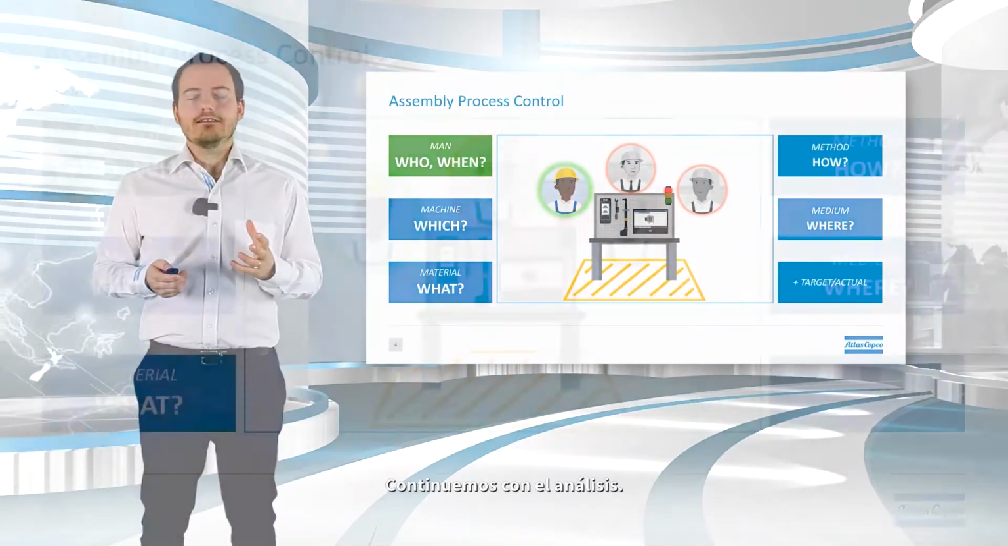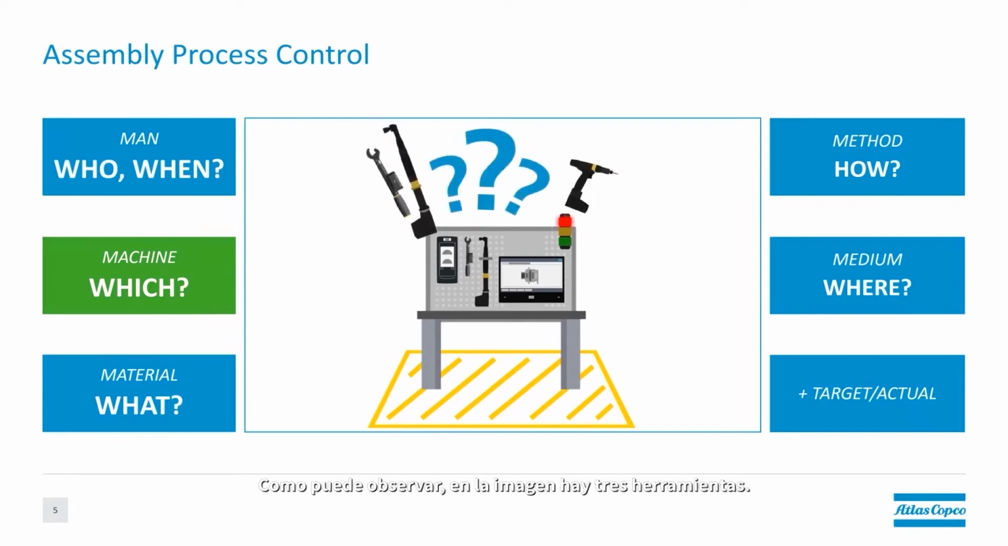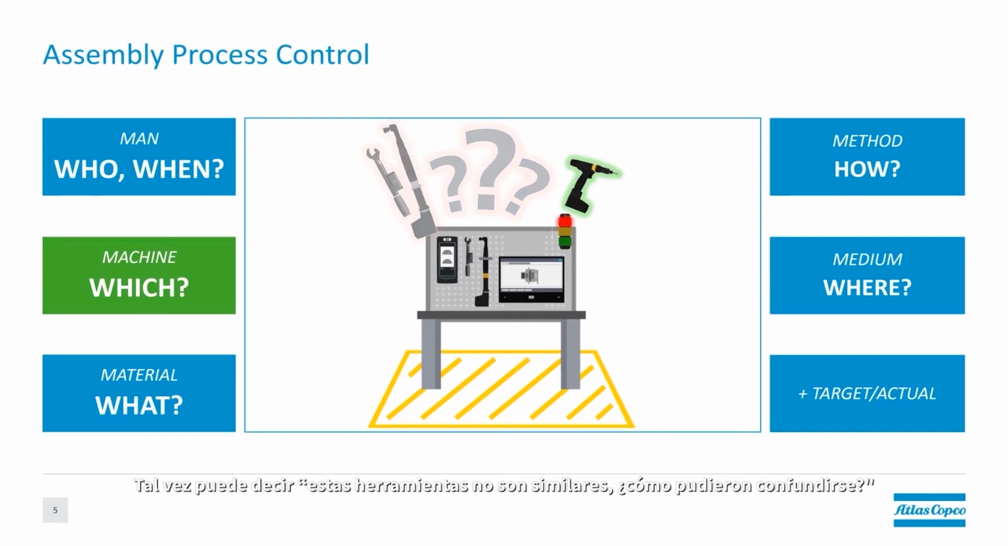Let's continue now with the analysis. The machine. Which machine are we using? What you see here in the image could be three tools. Maybe you say, those tools are not similar, how can they get confused? Maybe not a battery tool with a click wrench, but what happens if it's in a repair station and they have all click wrenches? They are all quite the same. Couldn't it be that they are choosing the wrong one? Could it be that, if there are different tools, they are selecting the wrong parameter? Could it be that it's the wrong batch count for that one? Maybe. Now, if we have a process control that really makes sure that the right tool is selected, only the right tool is enabled. All the other ones are locked. They cannot use them.